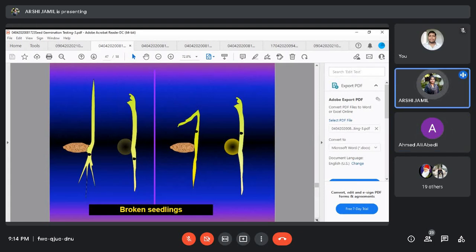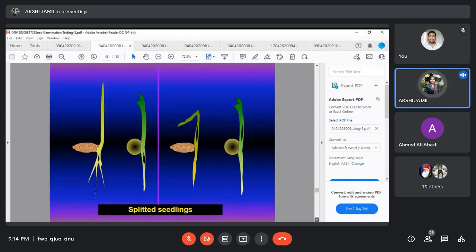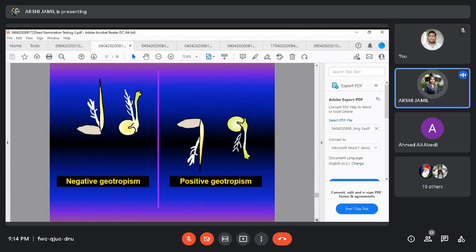Then you have the broken parts, stubby roots, and the shoot is also showing some sort of stubbiness. Then you have the split root, the split shoot. Then there is some bending that you can see in the developing seedlings.